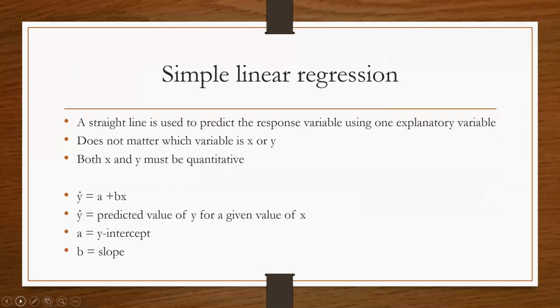All right, simple linear regression, stuff that we've been working on recently that you just saw way back when. Basically, you use a straight line to predict the response variable using the explanatory variable. It doesn't really matter which variable is x or y, and they both have to be quantitative. It's y hat equals a plus bx. So y hat is the predicted value of y for any given x. A is the y-intercept, and b is the slope.